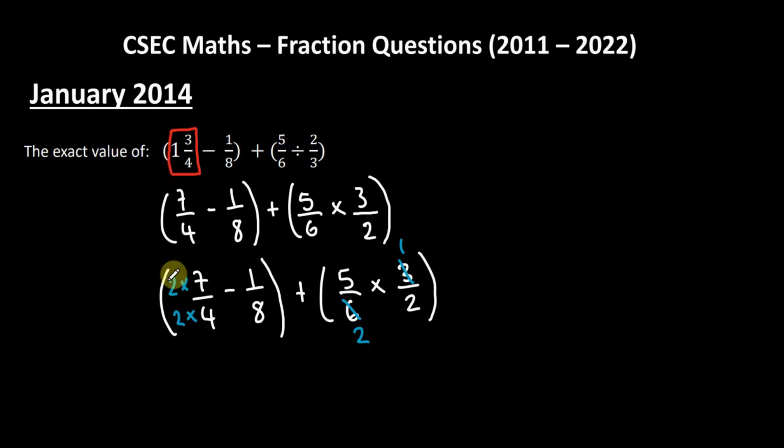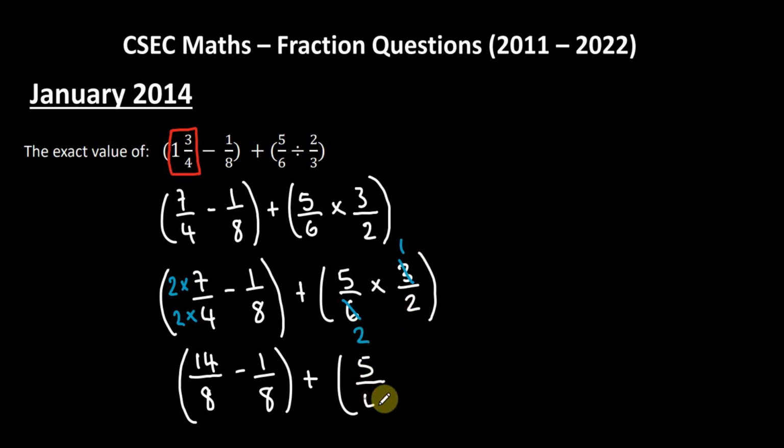We can then look at this side again. So it's 2 times 7, that's 14, divided by 8, minus 1/8. And that's exactly what we want, guys. Common denominators on this side. Plus, we can multiply across here. So it's 5 times 1, 5, divided by 2 times 2, that's 4. So this side is already simplified. And I'll just draw a straight line segment here, and we'll continue on this side.